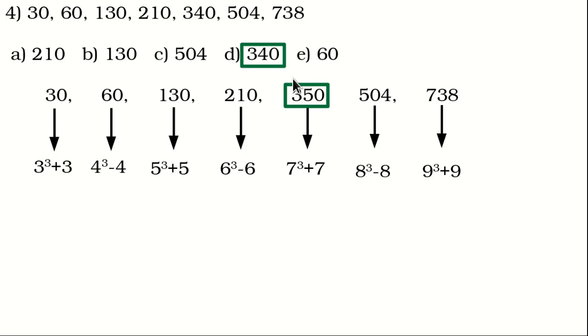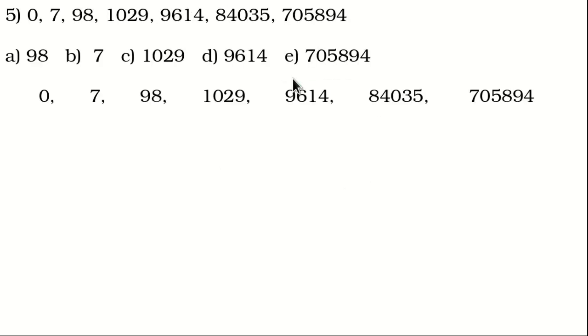Now let us look at the fifth question. These are the given numbers. This is 0 and this is 705894. Observe the given numbers carefully. If you look at it this way, 0 we can consider as an even number. 7 is an odd number. 98 is an even number. 1029 is an odd number. 9614 is an even number. This is an odd number and this is an even number again. Even number and odd number are placed immediately next to one another.